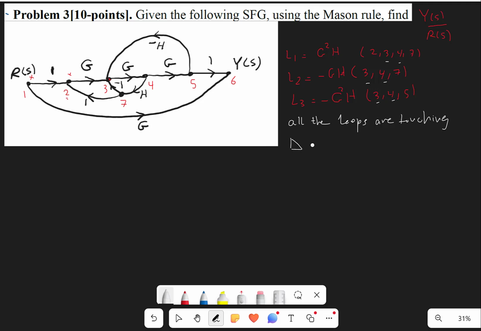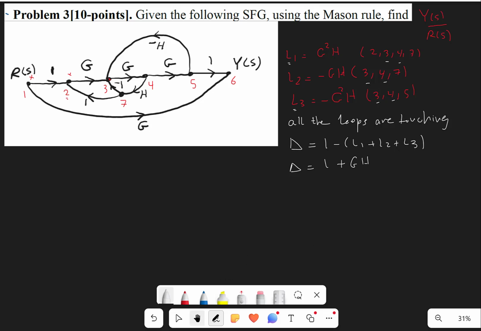This means that the determinant according to the Mason gain formula is equal only to 1 minus the summation of all loops. So 1 minus L1 plus L2 plus L3. Now notice here that L3 and L1 are equal in magnitude, opposite in direction, or negative in sign, which means that delta is equal only to 1 plus GH.